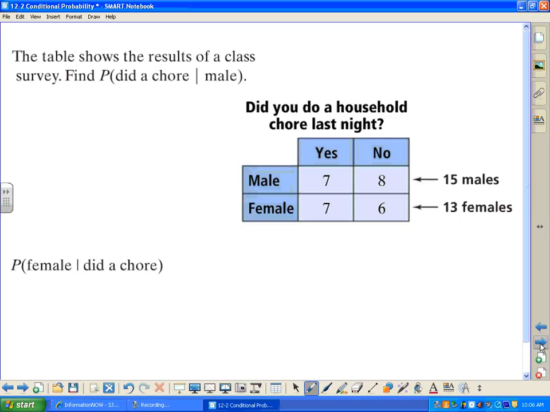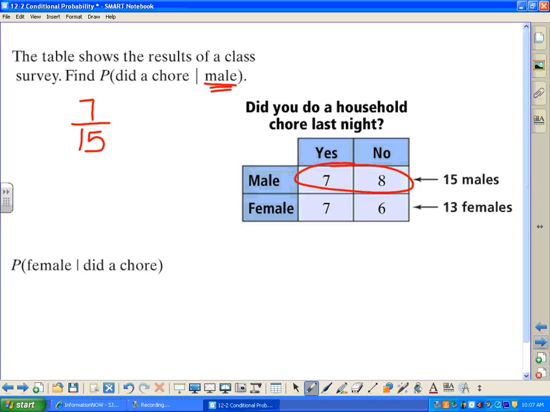So we're no longer looking at the entire sample space of all 28 students. We're only looking at the sample space of the males because it was given that we're looking at the male students. So out of these, this is the only sample space I'm looking at now, what's the probability that they did a chore? 7/15. 7 out of the 15 males did a chore last night. So instead of looking at the entire sample space, I'm only looking at part of it. Does that make sense?